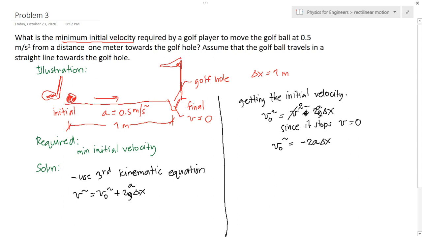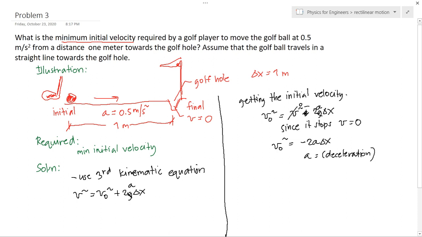Based on this, if we say it accelerates, then it doesn't have any solution because the square root of a negative number is undefined. So therefore the a here is deceleration. It cannot accelerate, because if it accelerates, the final velocity has a chance of not being 0.